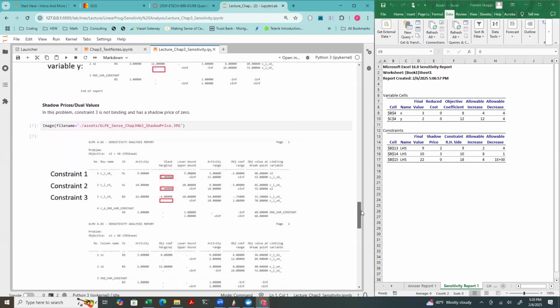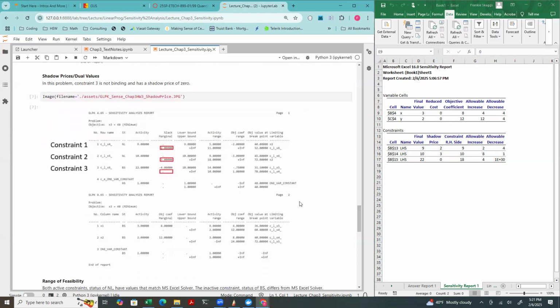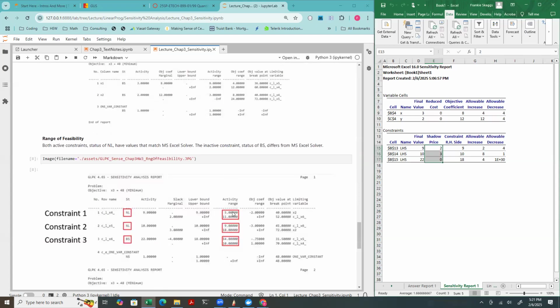Shadow prices, dual values. Notice I'm looking here at the sensitivity analysis report. There's the slack, and then again, the marginal is what we're referring to here. So that marginal is what we call the shadow price or dual value. I've got constraints 1, 2, and 3 listed here. Notice 2, 3, and 0 from Excel. And there's my 2, my 3, and my 0 there. So for the most part, it's all here. Same with range of feasibility. Range of feasibility is also in here as well.